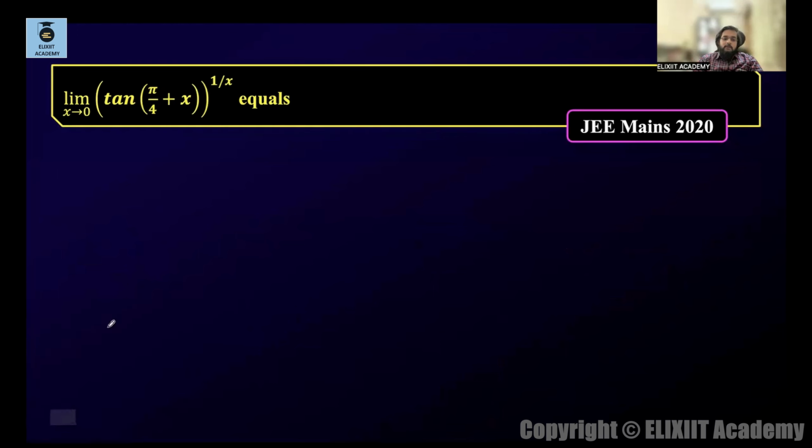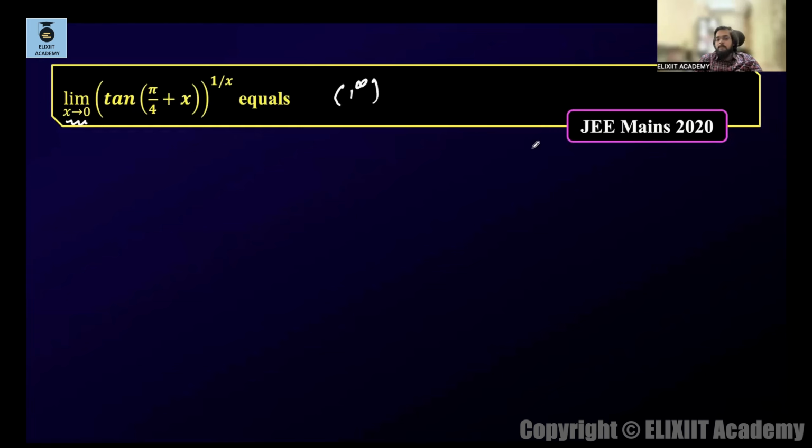So this question is from which format? As you put the limit x tends to 0, this will become tan pi by 4, which is 1, so 1 raised to the power of 1 by 0, infinity. So it is a 1 raised to the power of infinity form question.